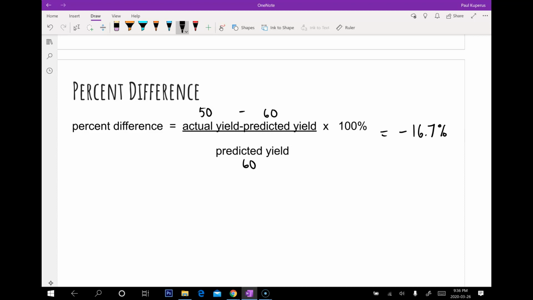If we were to get the other way around, where we got 70 minus 60 divided by 60, now I have a positive percent difference, which is positive 16.7%, and it tells me I am over my predicted value. So in IB, we do like to keep the positive and negative symbol. Negative means we didn't collect enough. Positive means we collected more than we expected.